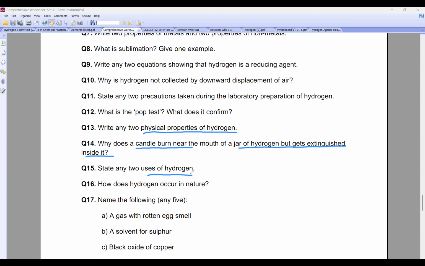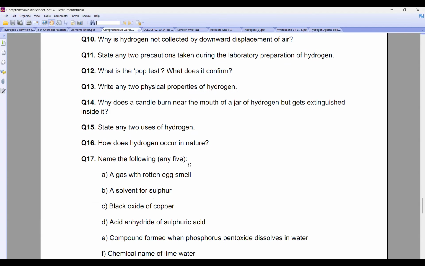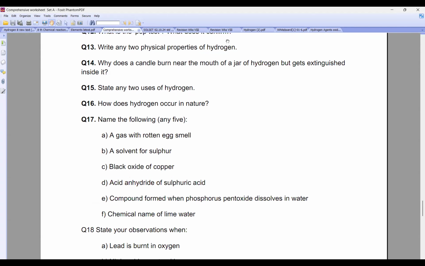Two uses of hydrogen. It is used in welding, and in hydrogenation of oil.